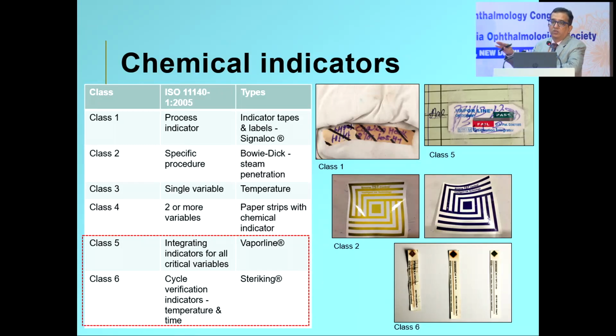You put it in your sterilizer without any other load, and you let the sterilizer complete its cycle. Take it out, remove the sheets of paper, and then see whether the color has changed. If the color has changed, that means that machine, that autoclave is good enough for the entire day.